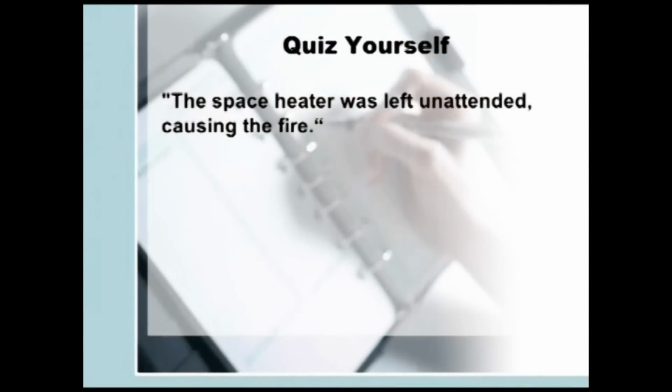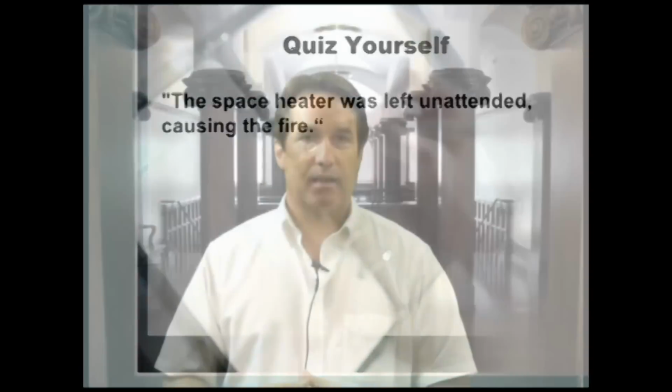First one: the space heater was left unattended, causing the fire. Take a look at that. See how you would change that to active. Okay, if you look at that one, the main verb that I'm concerned with here is was left unattended. That's the main verb. Now, causing the fire makes sense, in that the fact that we left the space heater unattended is what caused the fire. What we're looking at here is who left it unattended. And in this case, that's hard to see because the agent's missing.